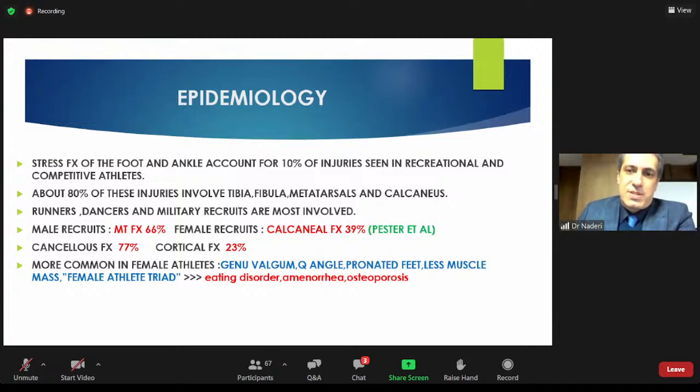About 10% of injuries seen in recreational and competitive athletes are stress fractures of the foot and ankle. About 80% of these injuries involve the tibia, fibula, metatarsals, and calcaneus. The major percent of these fractures occur in cancellous bone versus 23% in cortical bone. These stress fractures are more common in female athletes because they have genu valgum, higher Q angles, pronated feet, less muscle mass, and also the female athlete triad, that is eating disorder, amenorrhea, and osteoporosis.